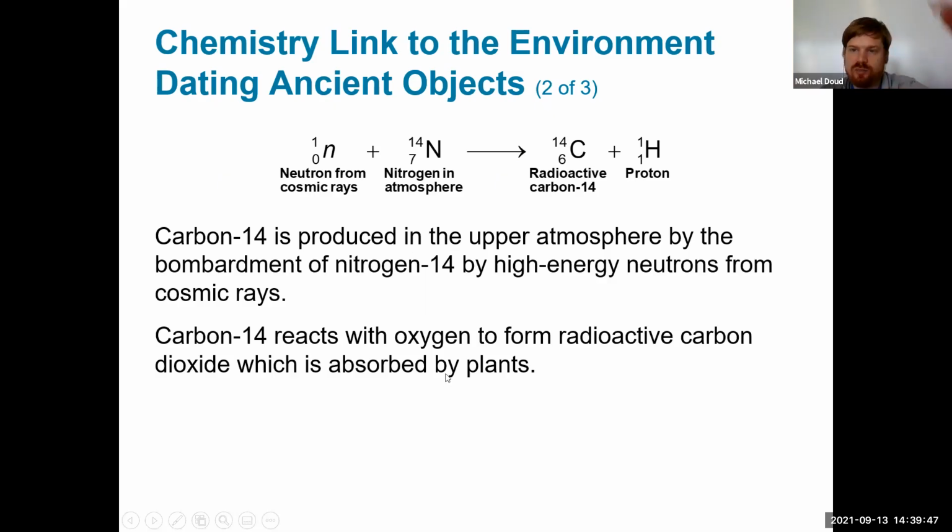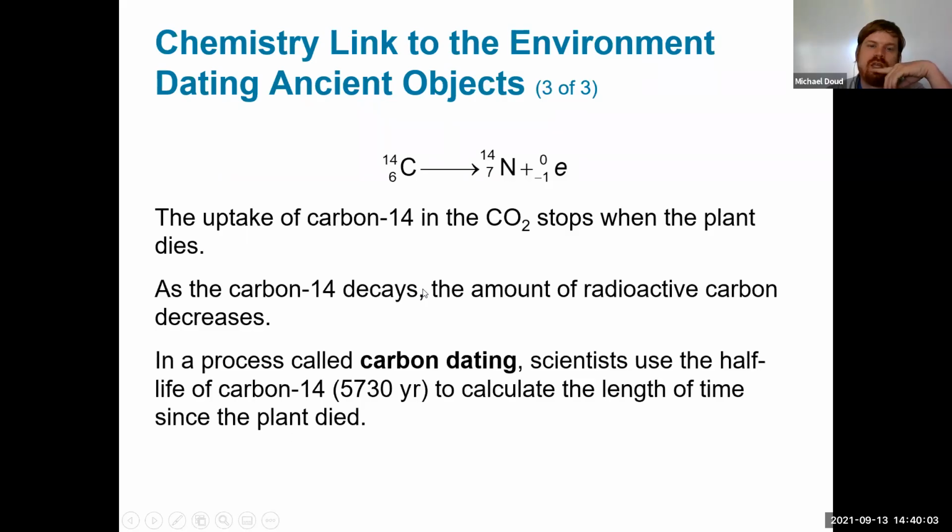Now that filters its way down into the lower atmosphere at a regular rate, and then plants take up that carbon in the form of carbon dioxide, turn it into sugars, et cetera. Then we eat those sugars, and we're taking in carbon-14 all the time. But here's the thing. Once the plant dies, it's no longer taking in CO2, so the total amount of carbon-14 stops at that point. And from there, because it's a radioisotope, it slowly decays over time. In fact, it has a half-life of 5,730 years.